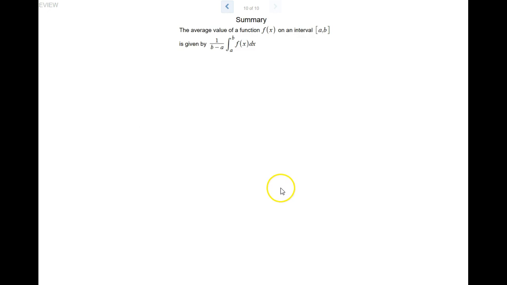So this section was short and sweet. You just need to remember that the average value of a function f on a closed interval is just the definite integral of that function times 1 over the length of the interval.